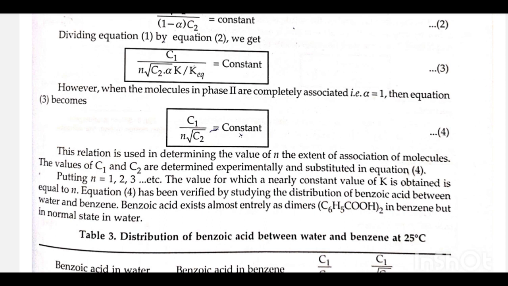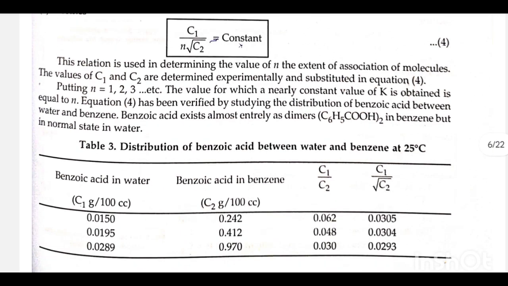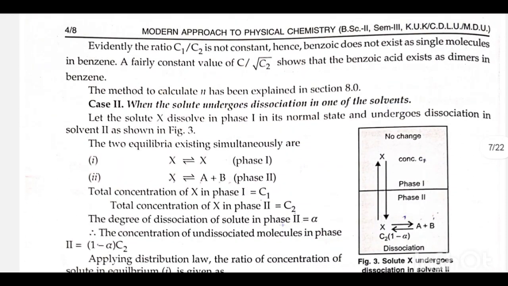Equation 4 has been verified by studying the distribution of benzoic acid between water and benzene. Benzoic acid exists almost entirely as dimers, (C6H5COOH) whole square, in benzene, but in normal state in water. Evidently, the ratio C1 by C2 is not constant, hence benzoic acid does not exist as a single molecule in benzene. A fairly constant value of C1 upon square root of C2 shows that the benzoic acid exists as a dimer in benzene. The method to calculate n has been explained in this section.